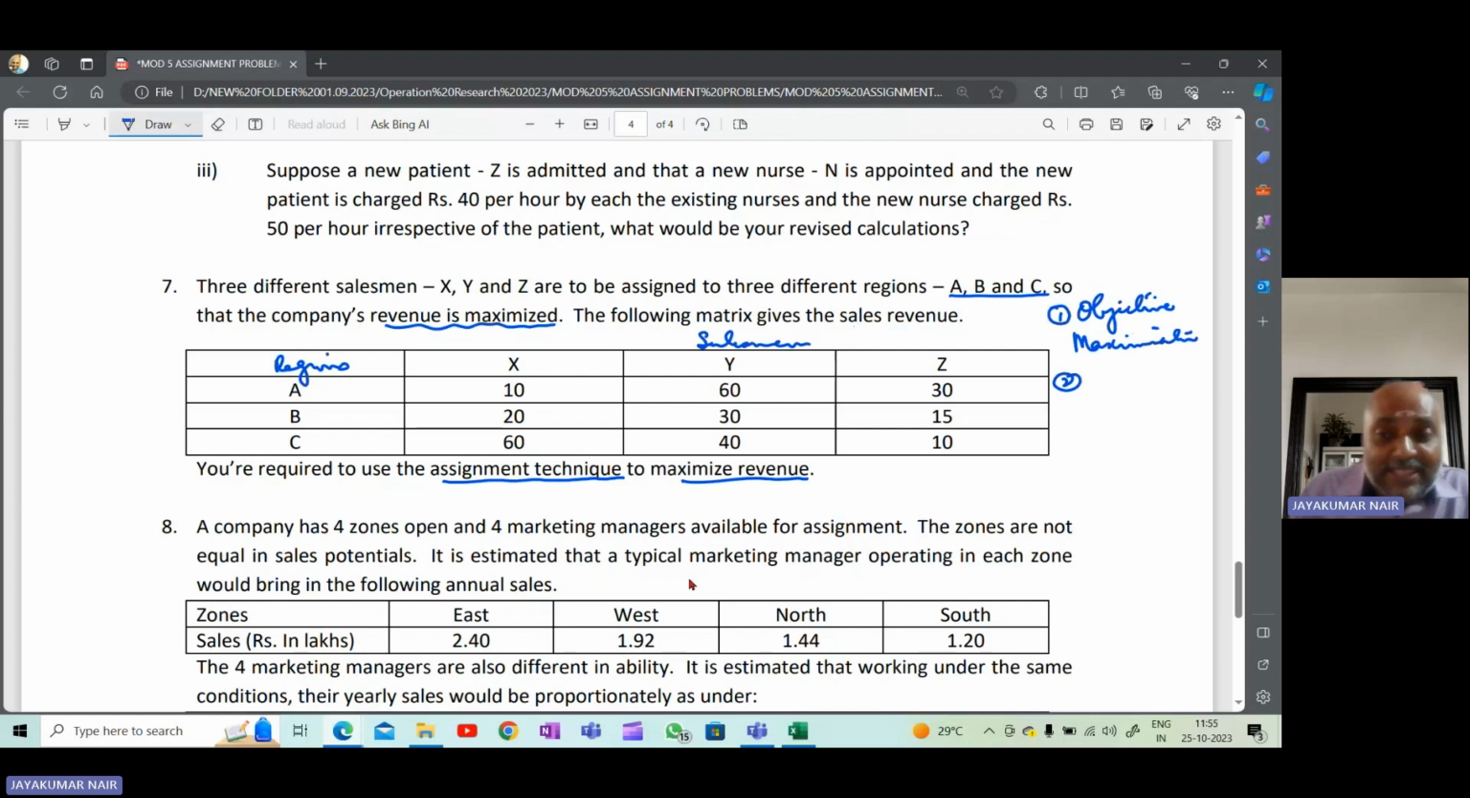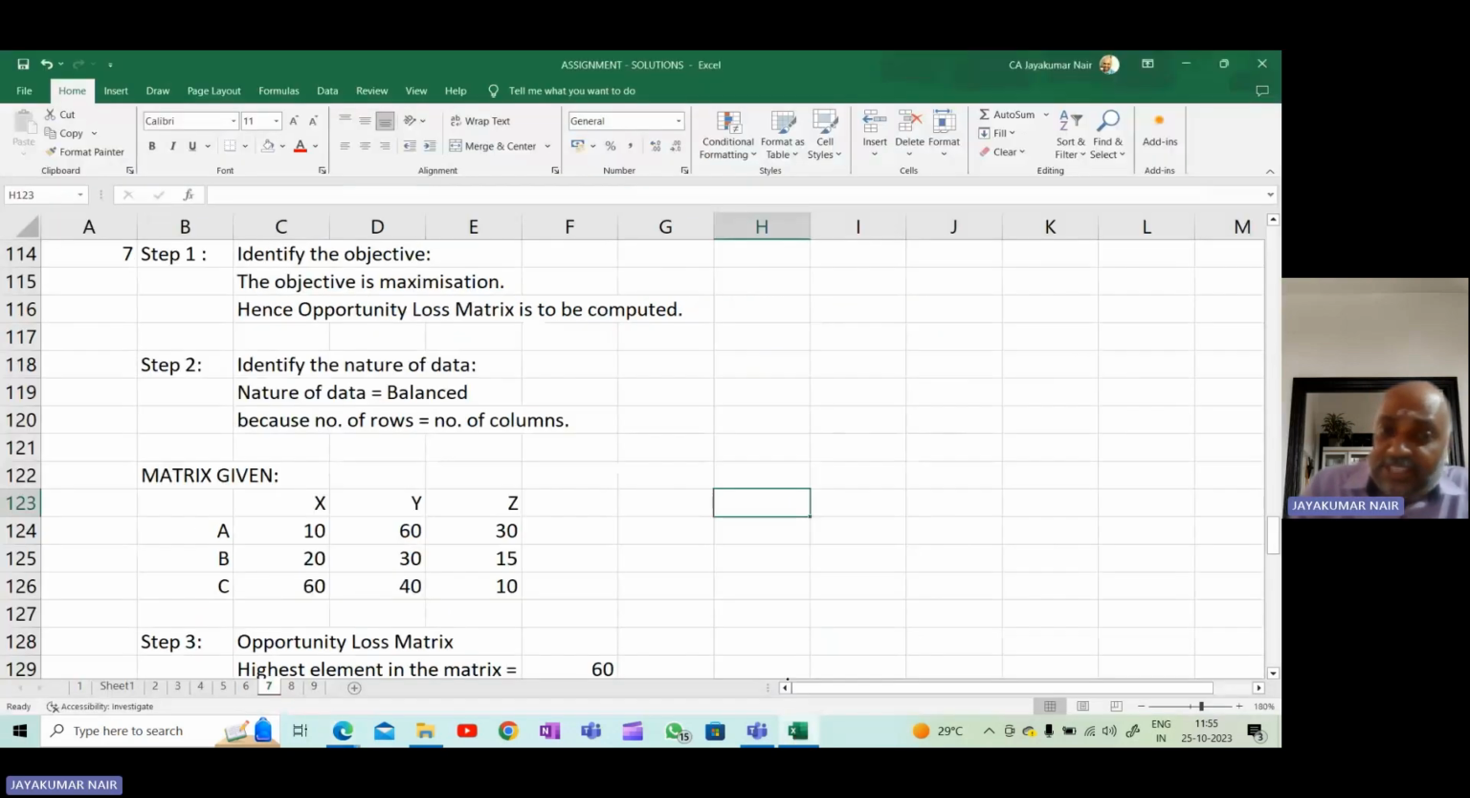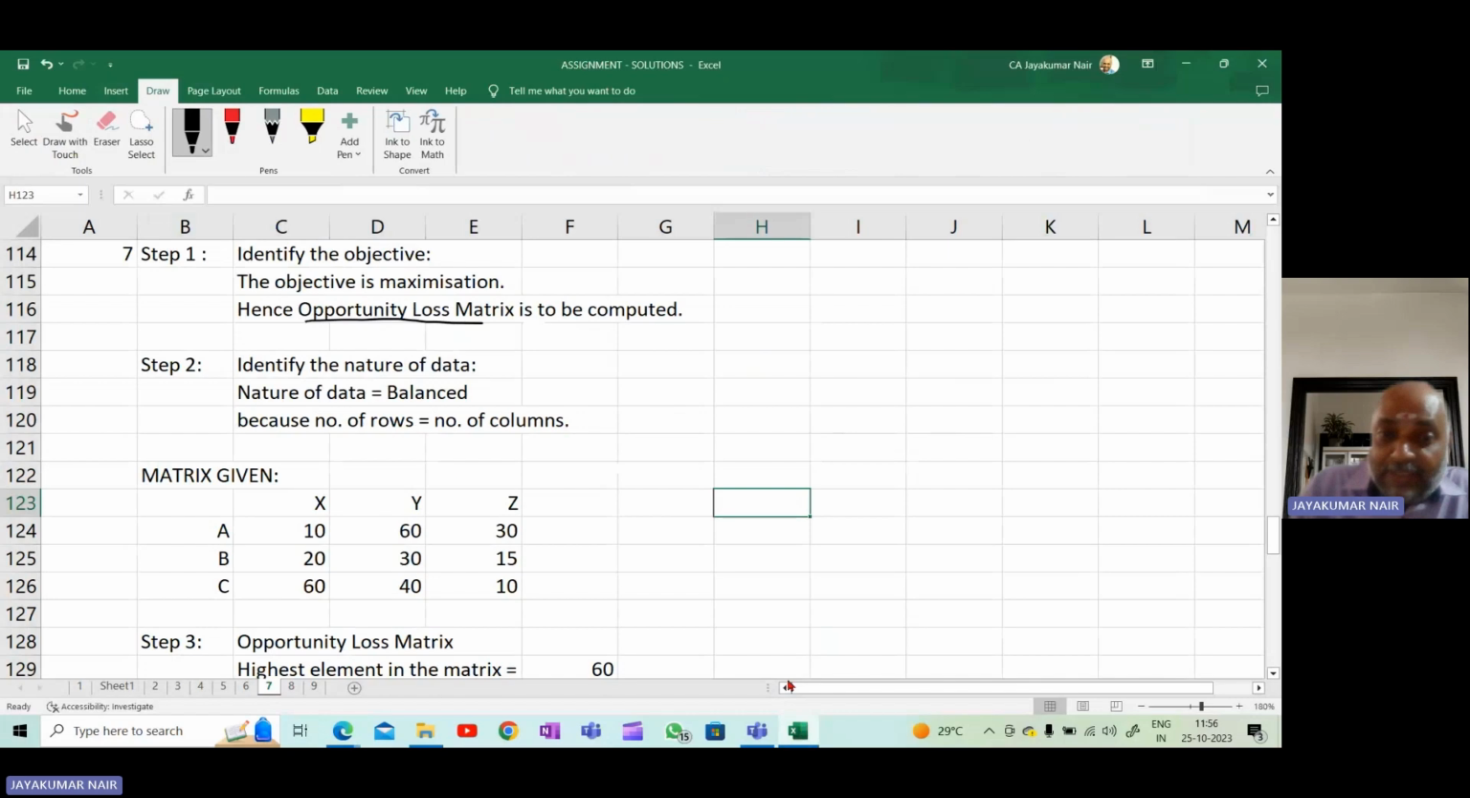And remember, whenever there is a maximization problem, we have to convert whatever matrix is given to an opportunity loss matrix. So how to do that, we will see now. The first step is to identify the objective. The objective is maximization, so we must first prepare the opportunity loss matrix. Then we know the nature of data: it is balanced because the number of rows is equal to the number of columns.